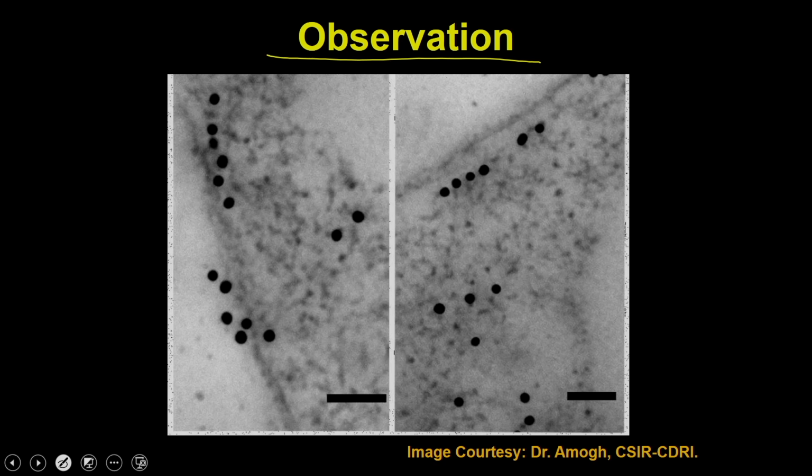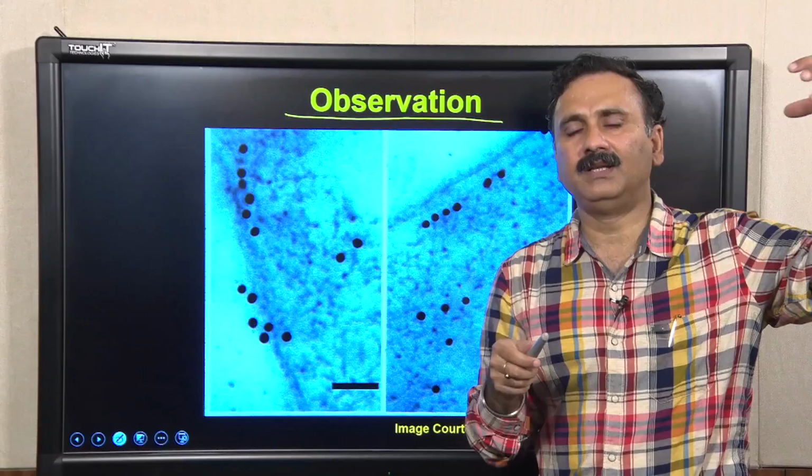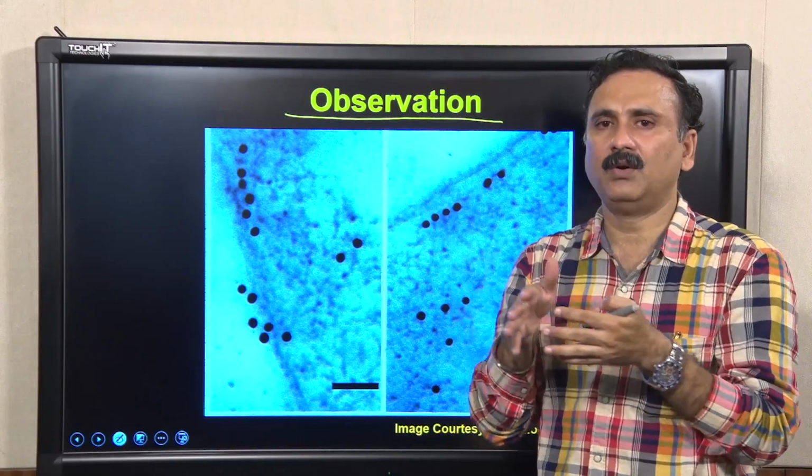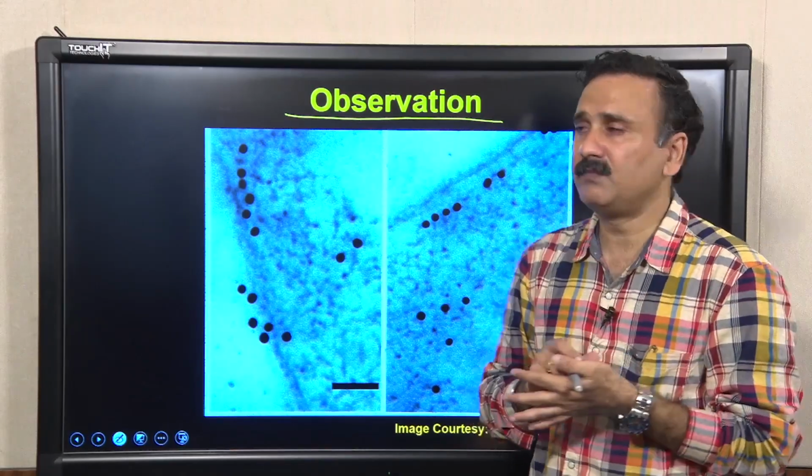And then you are going to charge the grid into the transmission electron microscope, and once you insert that into the microscope, it is going to be illuminated by the electron gun, and that is how the electrons will pass through, and wherever the electrons will not pass through.